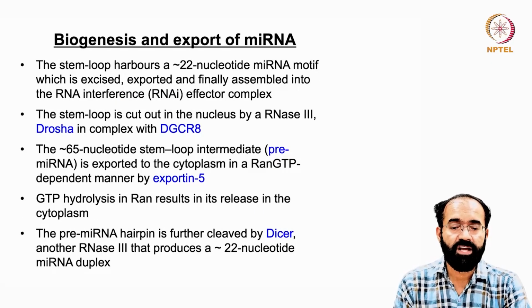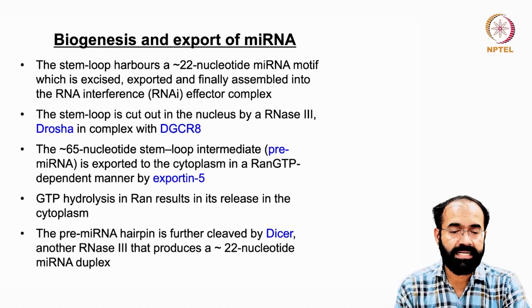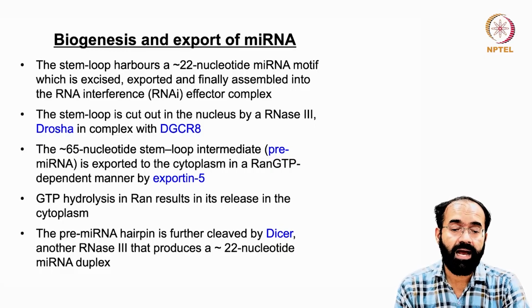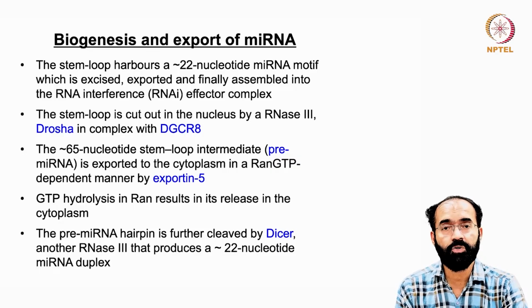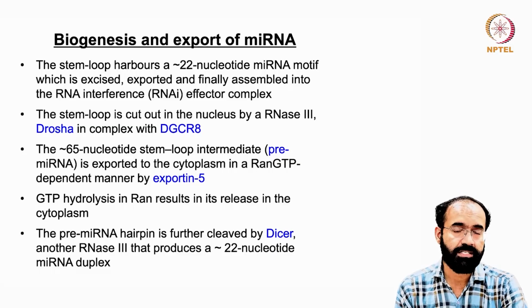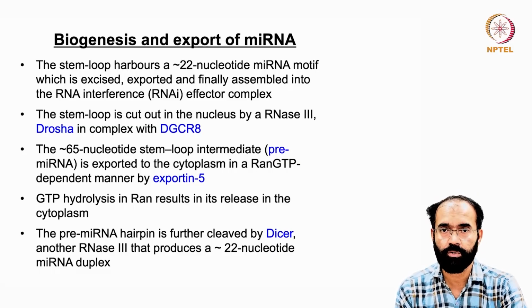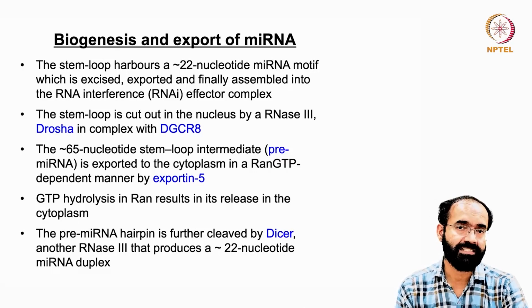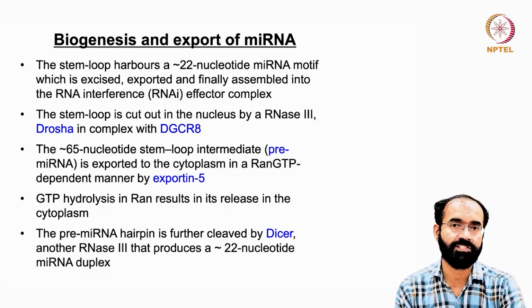So let us see the biogenesis and export of microRNA in detail. The stem loop structure, when it is formed, harbors a 22 nucleotide microRNA motif. Remember, the stem loop structure of the microRNA can be around 150-160 nucleotides. Somewhere in this 150-160 nucleotides you have a complementary region, meaning both strands are pairing with each other. That is why it is able to form a stem in the first place.